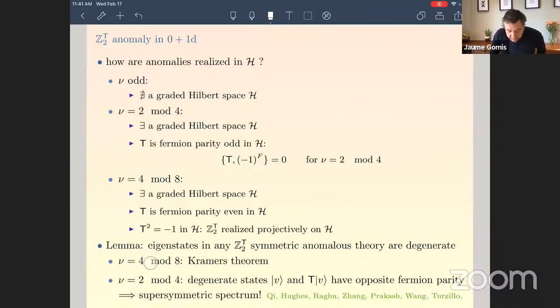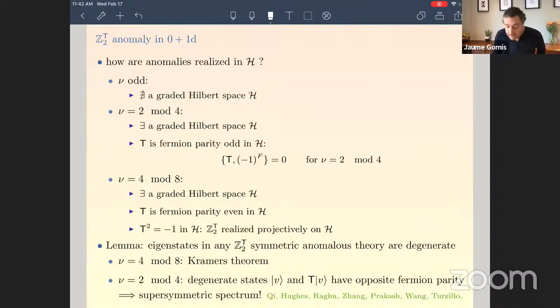If nu equals 4 mod 8, it's essentially the statement of Kramers' theorem, that you have degeneracies. And when nu equals 2 mod 4, because T and the Z2 symmetry commute with (-1)^F, what you find is that the degenerate states have opposite fermion parity and therefore a supersymmetric spectrum. That's something that in the context of 0+1 dimensions was already noted by these authors and probably more.